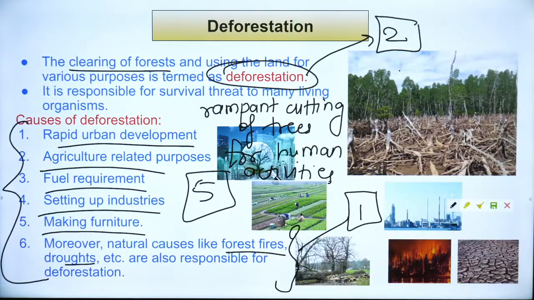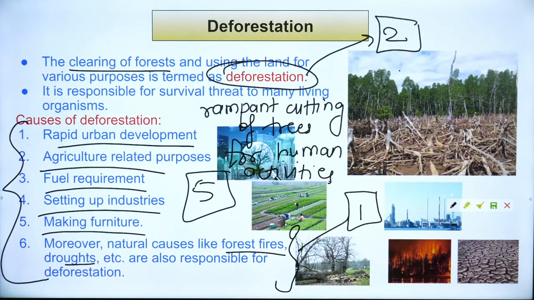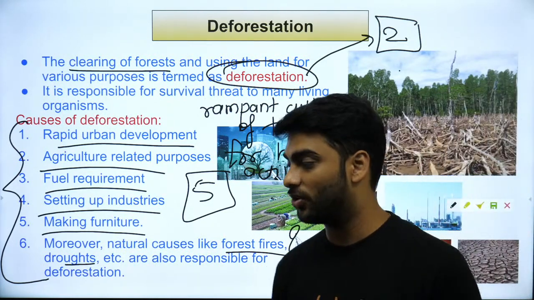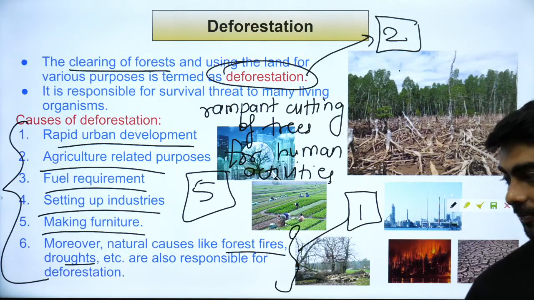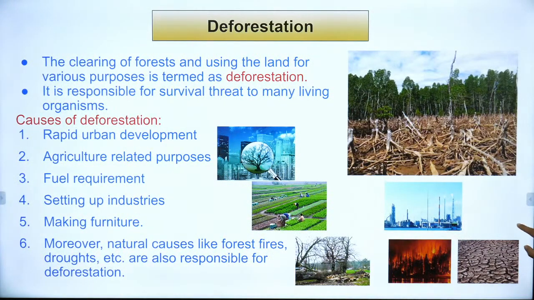Okay? They are the natural causes. Natural causes why deforestation happens. It is forest fire, like naturally a forest caught fire and everything got burned. Yes, you are right. Okay? Chalo. So guys, that is about deforestation. It's quite an easy concept, but it is definitely asked in the exam. Okay? Chalo. So guys, moving on.